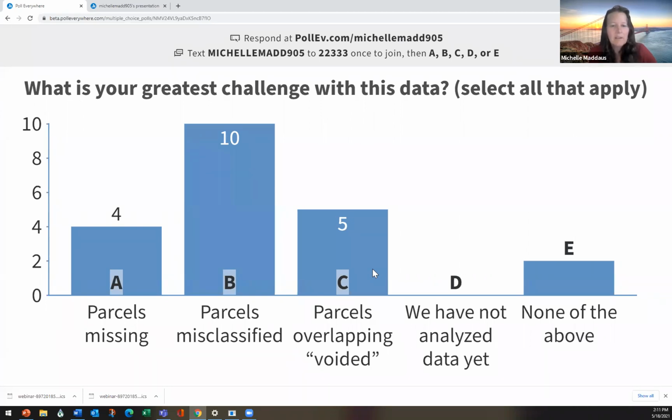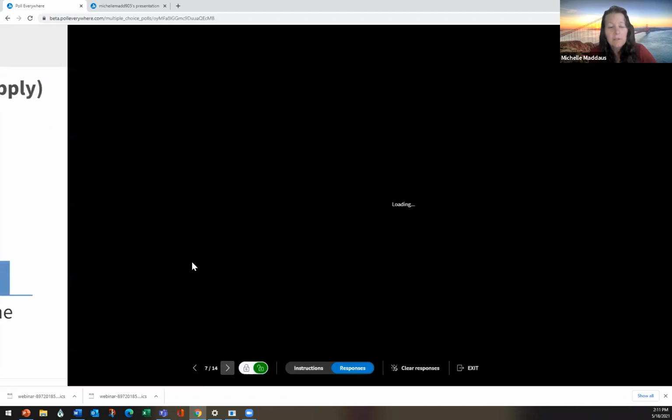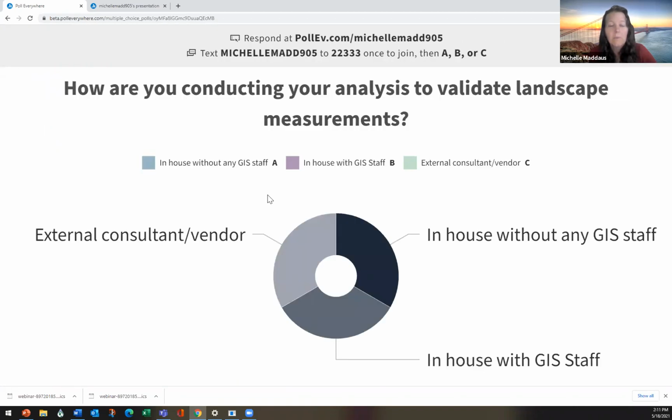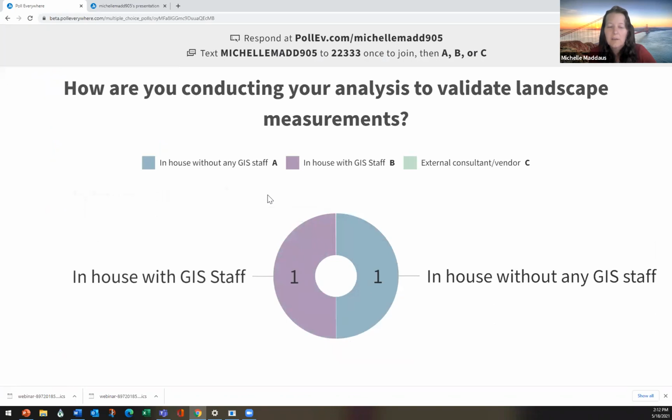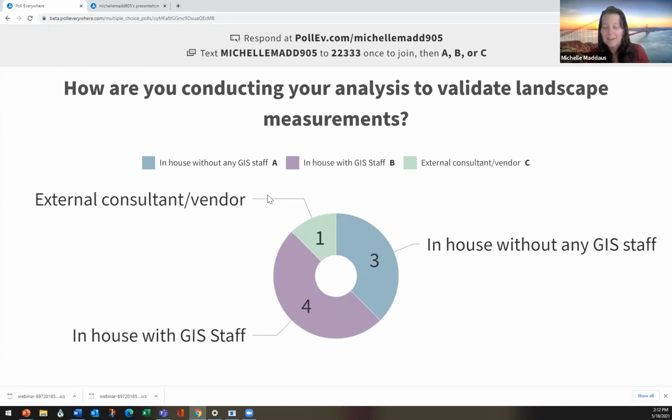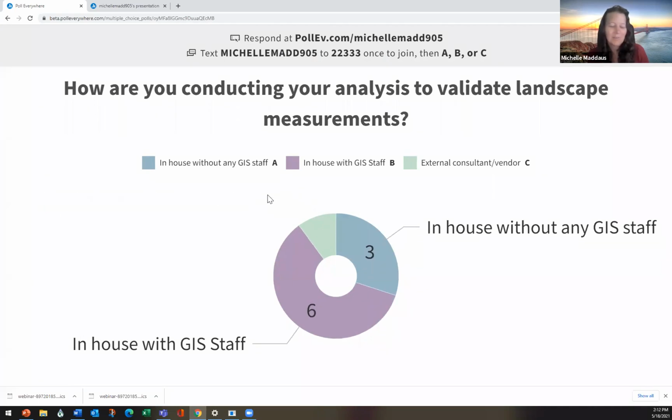All right, next question, Aniki. I think we may have one more, or is that the last landscape one? Oh, yep. So this one is, how are you conducting your analysis to validate it? Are you doing it in-house? Are you doing it with GIS staff? Are you using a consultant? How are you actually approaching this? This is a popular question we got after the last workshop. I can't tell you how many people asked, what's everyone else doing? How are they doing this? So we thought we would just add it as a full question and let you guys learn from each other how it's currently going at the moment.